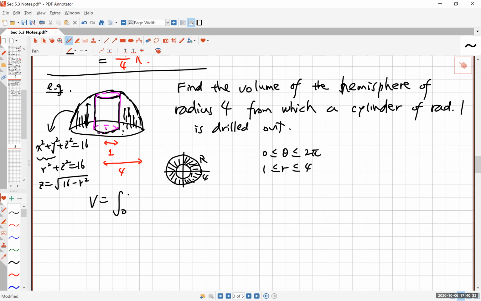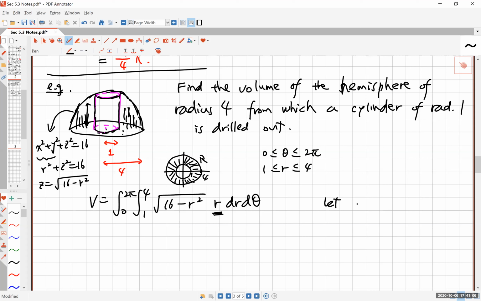So this is what you integrate. The double integral goes from 0 to 2 pi, 1 to 4, right? And you have an integrand, square root of 16 minus r squared, and then r dr d theta. Where did this r come from? We don't want this r. Yes, we do want this r. It's a part of dA. And in fact, you should be very thankful for the existence of this r here, because that's what allows you to be able to use substitution, okay?